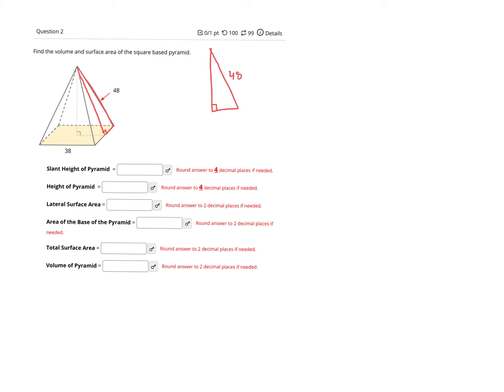Now I know this is 48. Since the whole length of the base is 38, this is going to be half of that, so that's going to be 19 right there. And then I'm going to want to find the slant height, so I'm just going to have to use the Pythagorean theorem. I'm going to say something like 48 squared minus 19 squared is equal to L squared. And when I do that, I'm going to have to take the square root of that to find L, and that will give me 44.7095. So that's going to be the slant height.